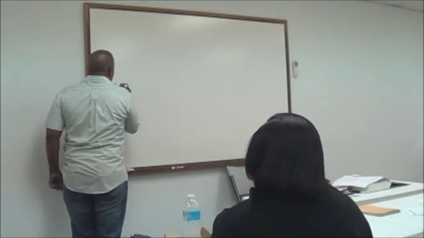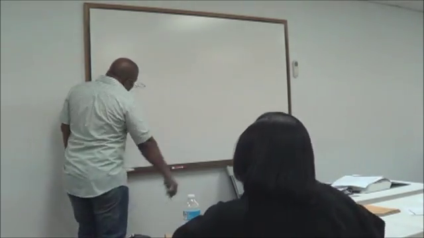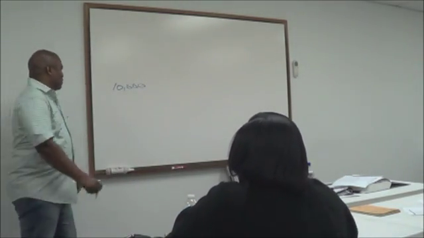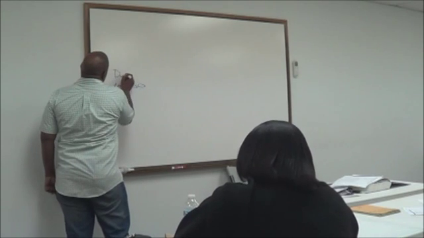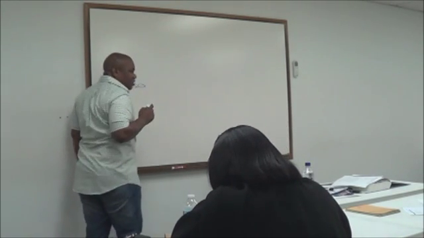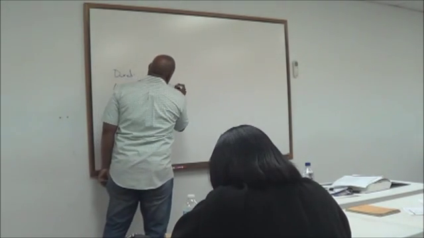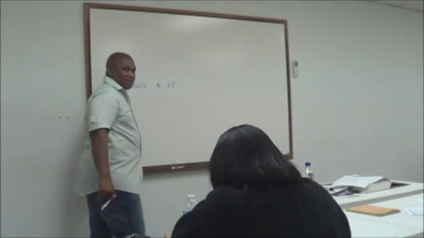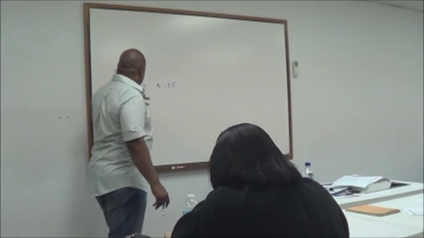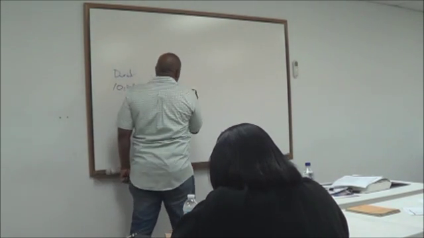So let's just say that you have a deduction. This is a deduction of $10,000. Okay? And let's say that your marginal rate is 25%, which means that your taxes on that are going to be what?